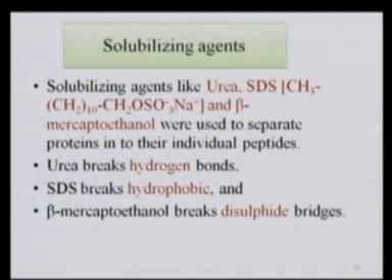As we said, this SDS is a detergent which is responsible for breaking the hydrophobic bonds, and similarly in this SDS electrophoresis we are going to use urea also, and this urea will be responsible for breaking the hydrogen bonds, whereas beta mercaptoethanol is responsible for breaking the disulfide bridges. So all these three agents we are going to use in SDS PAGE, which will break the respective bonds.